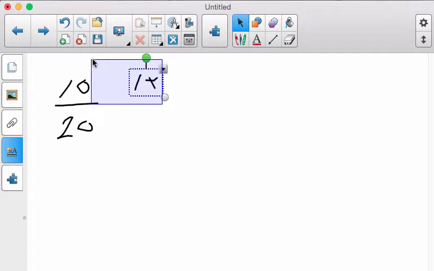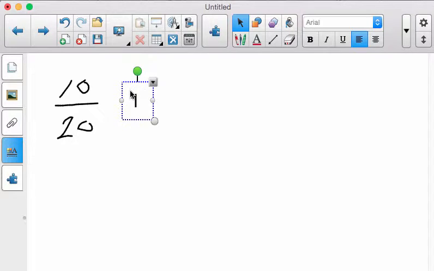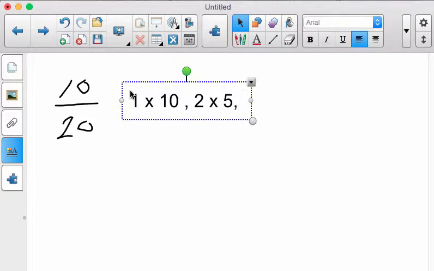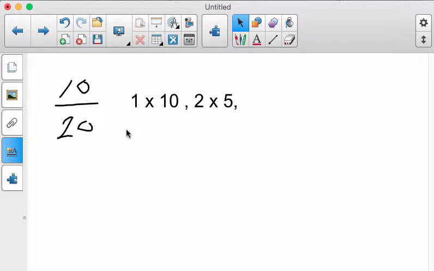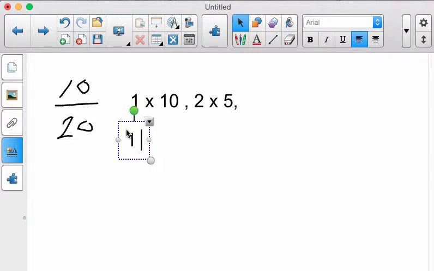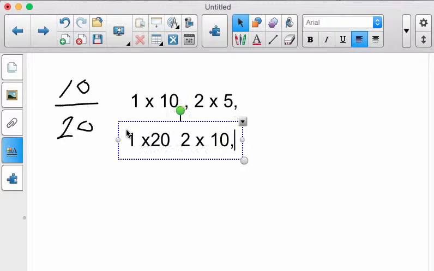So what are my factors of 10? Well, my factors of 10 are 1 times 10. What else? We have 2 times 5. Are there any other factors? Any 3s, any 4s? Well, we already have the 5s, so that's it. So what are the factors of 20? Well, we have 1 times 20. We have 2 times 10. Do we have any 3s? Any 4s? Yeah, we got a 4. 4 times 5.